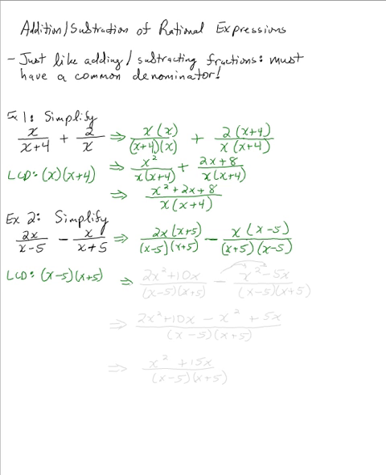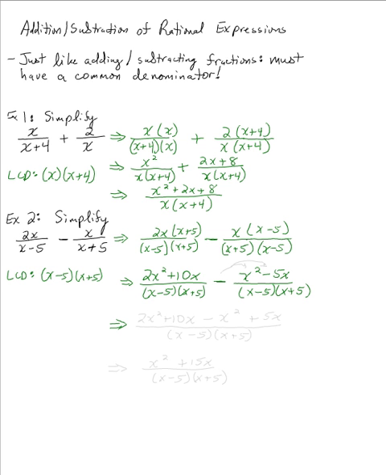So now this would give us 2x squared plus 10x over the denominator, x minus 5, x plus 5, minus x squared minus 5x over x minus 5, x plus 5. Now we can subtract the numerators.